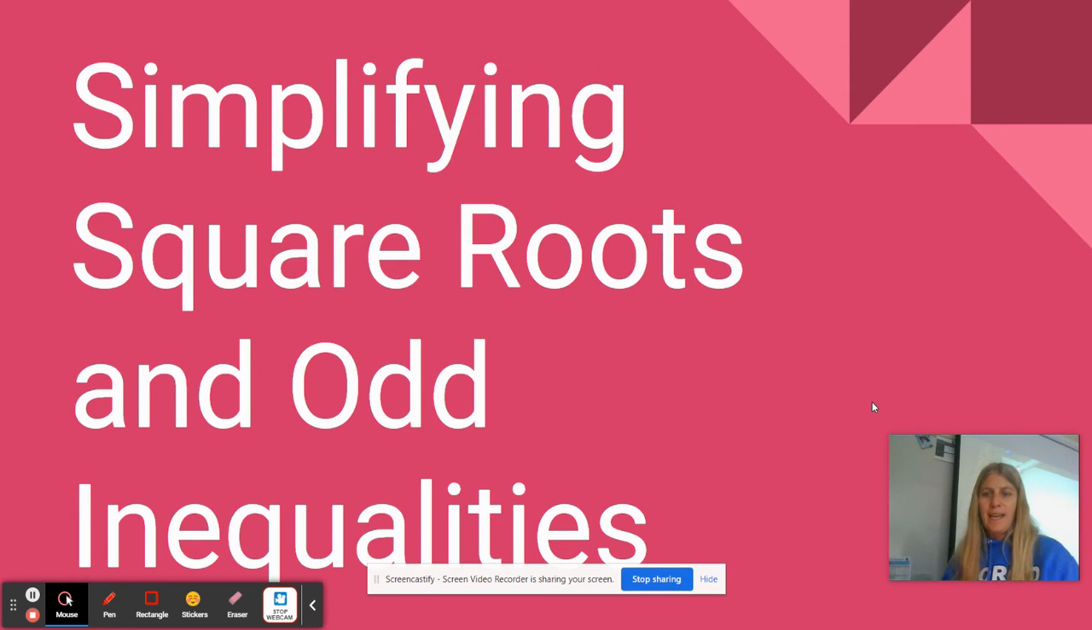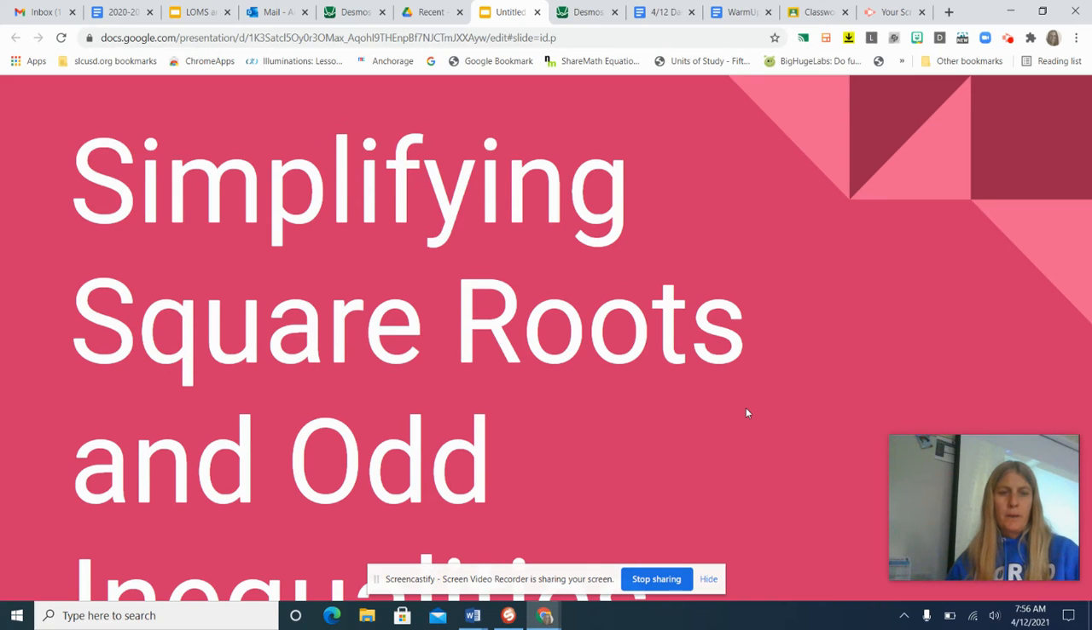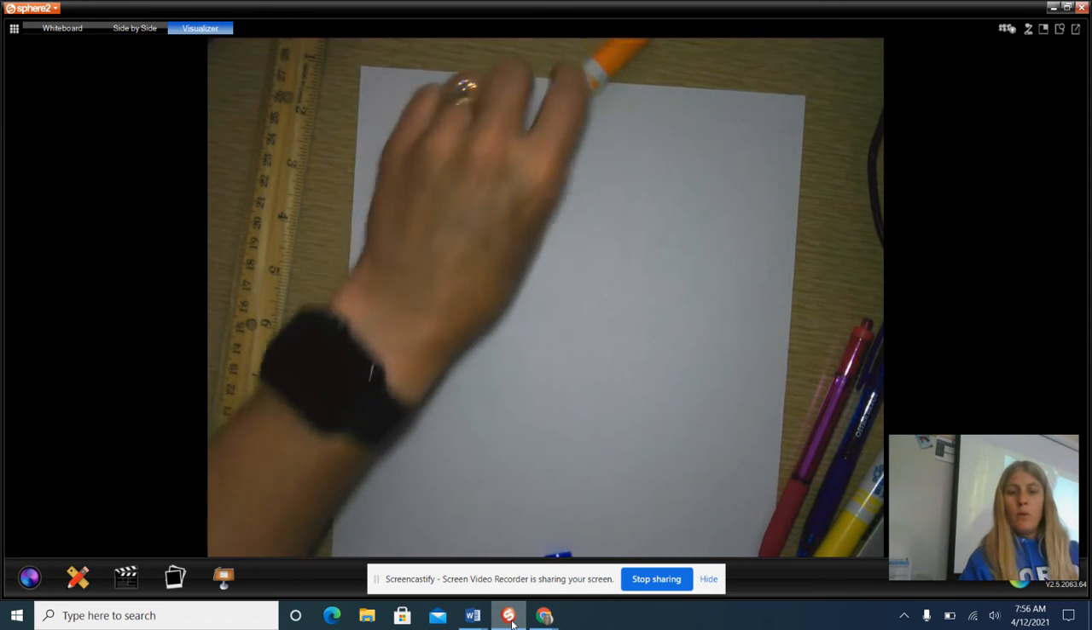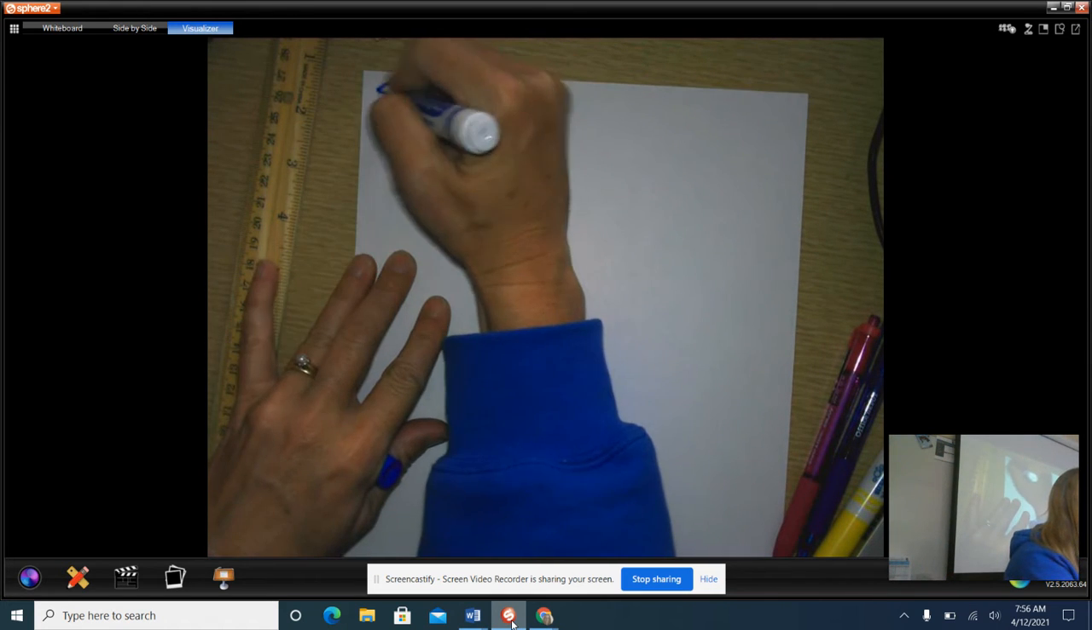Today, we're going to go ahead and learn how to simplify square roots and how to deal with some odd inequalities. So let's go ahead and take a look. So our first part that we're going to be working on is simplifying square roots.